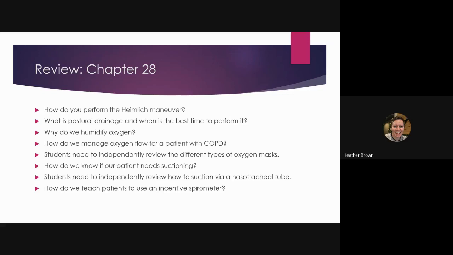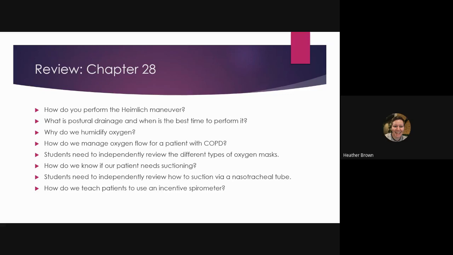Remember, these people are always used to having high carbon dioxide levels. They live on high carbon dioxide levels. So that's not going to be enough to stimulate them. They need low levels of oxygen to stimulate that. So that's why we keep their oxygen levels lower.